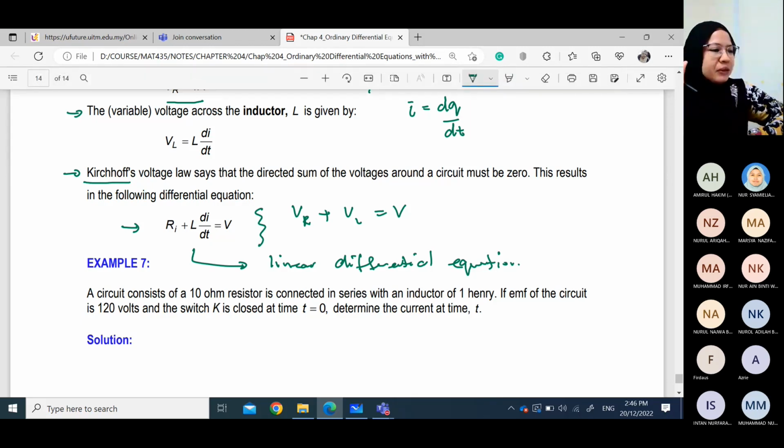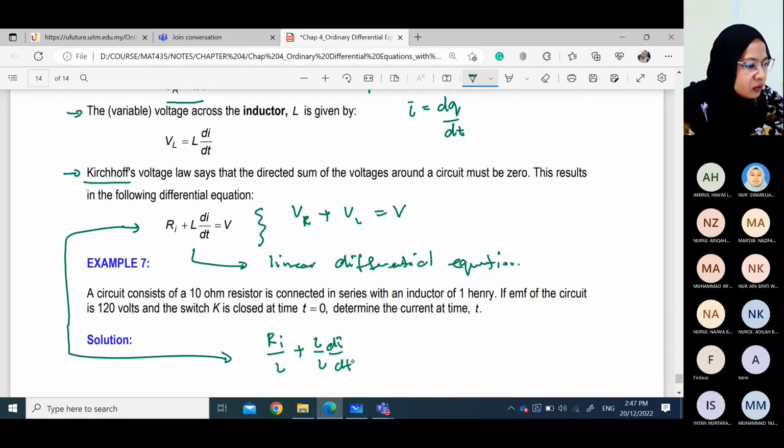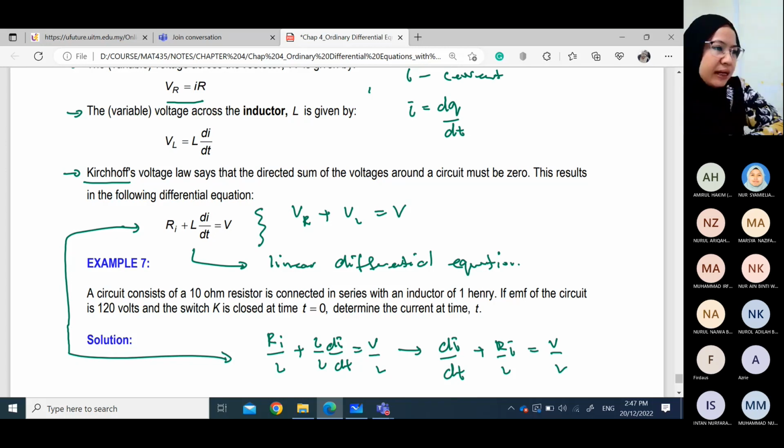Okay, so to put it in the form of a linear differential equation, we need to divide all the terms by L. Then here we have Ri over L plus L over L di/dt equals V over L. Then here we have di/dt plus R over L times i equals V over L. So the variables involved here are I and T, which are current and time.